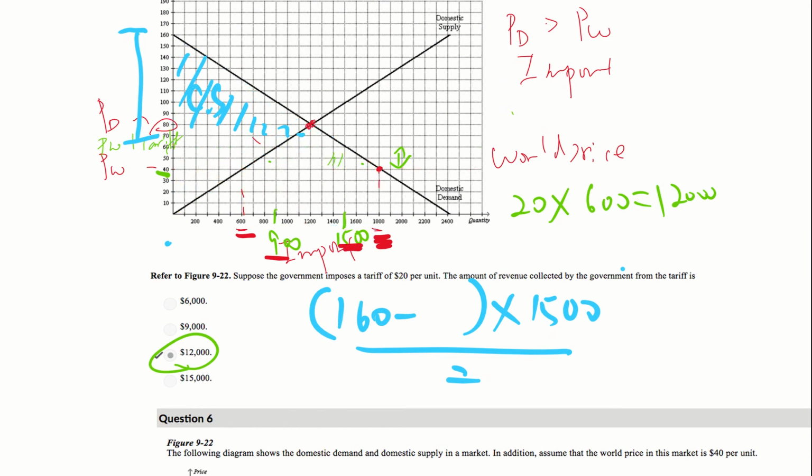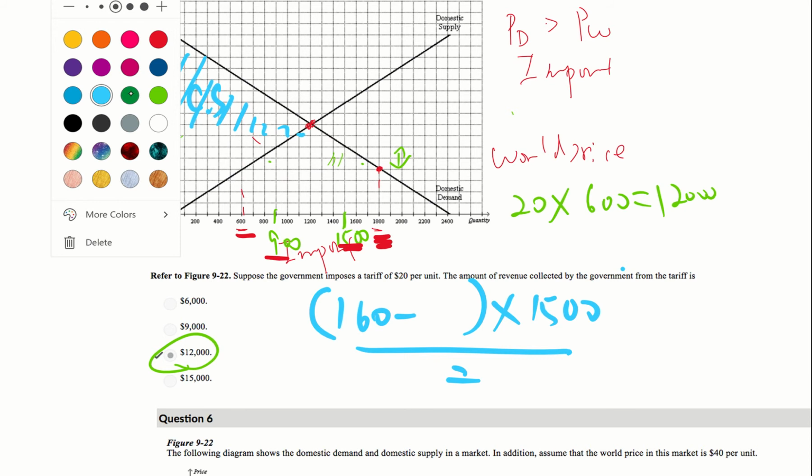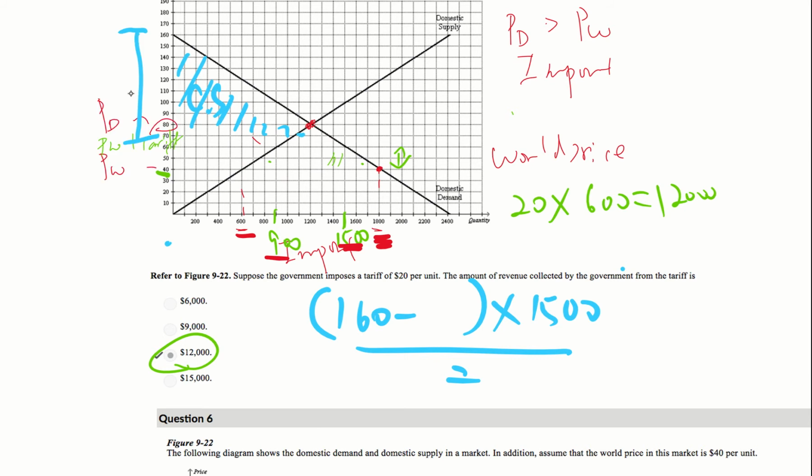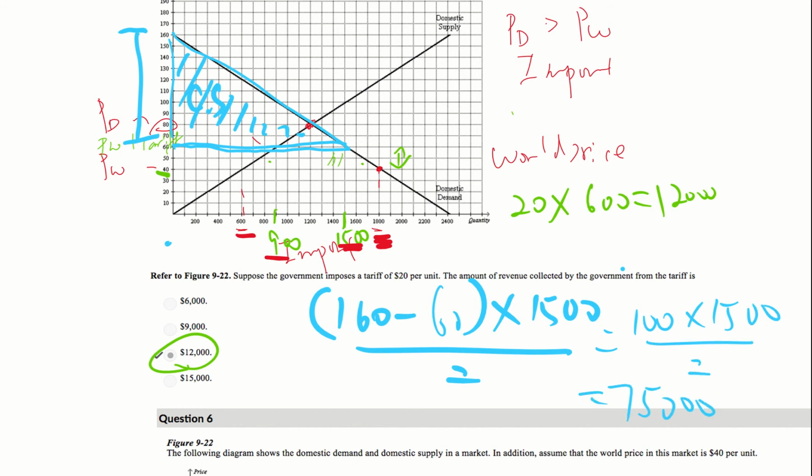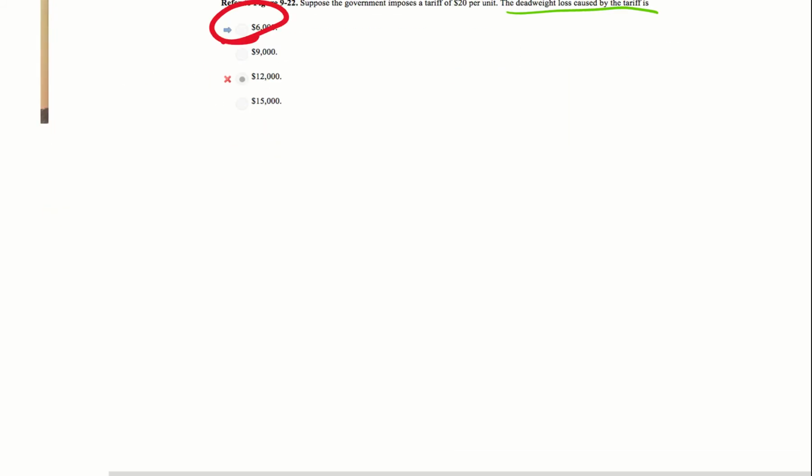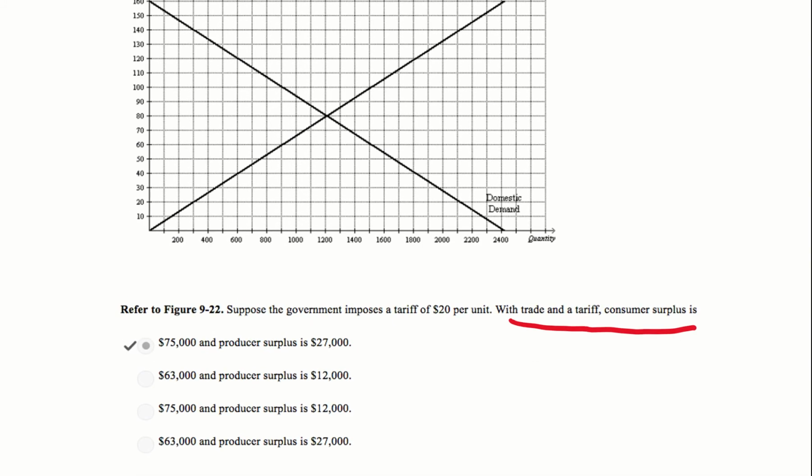All right, so 60 is the price, not 70, right? So that is the triangle. The price stopped at 60, not 70. All right, so minus 60. So that's 100 times 1500 divided by 2. That should be 75,000. Okay, so the answer for the question should be 75,000.